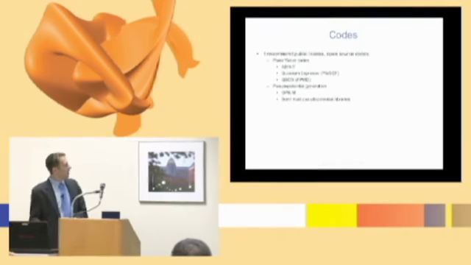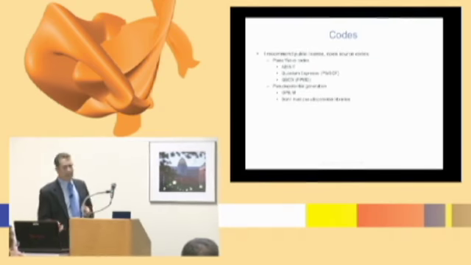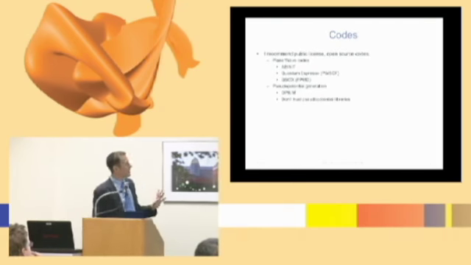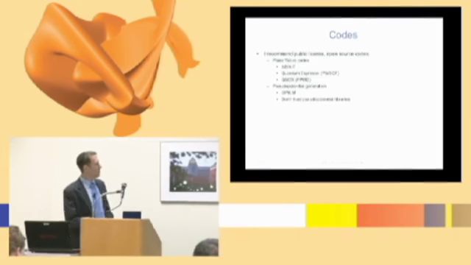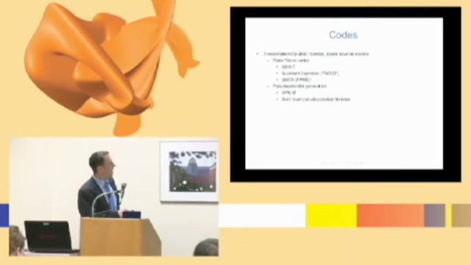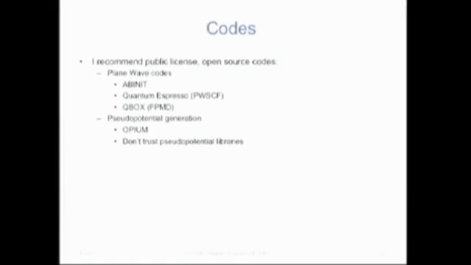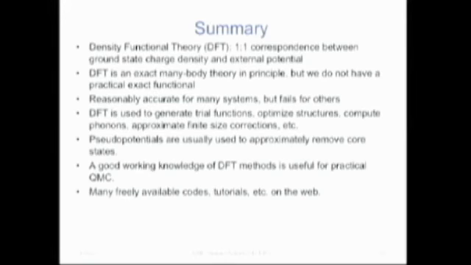Okay, so in the last minute, I just want to say that I recommend using public license open source codes. There are other codes to use. I really am finishing. Okay, so I really recommend Abinit, Quantum Espresso, also known as PWSCF, or Qbox. For pseudopotential generation, I recommend the Opium codes, and I would say generally don't trust pseudopotential libraries unless you really know that the one that you want to use has been tested.